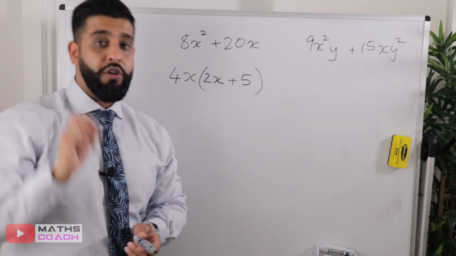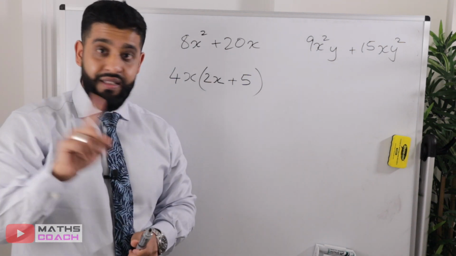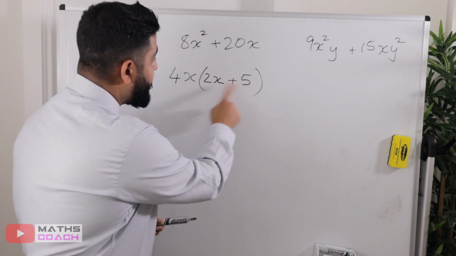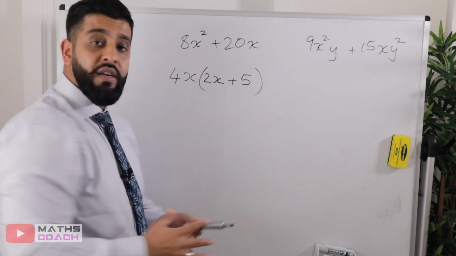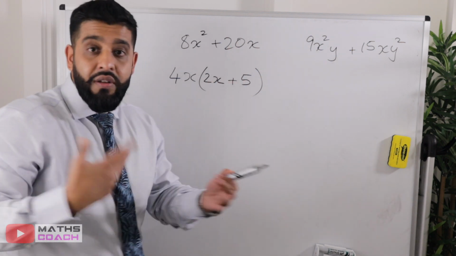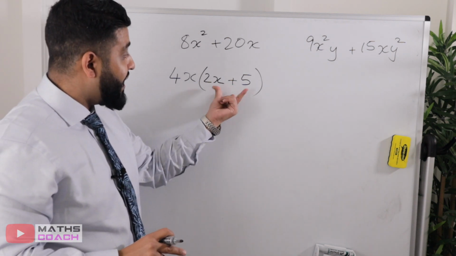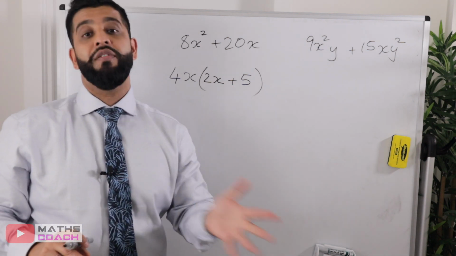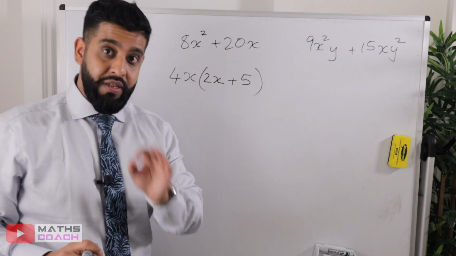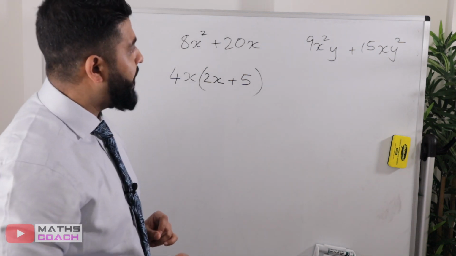A tip here that I want to share with you is that if you look inside the bracket, you should find that there's nothing in common. There is nothing in common between the two terms. You see, 2 and 5? There's no number that goes into 2 and 5. x and no x here, so there's nothing in common. If you find that there is something still in common here, that means you haven't fully factorized, and you have to look at what you've taken outside, because that has not been the correct thing that you've taken outside. Okay, so that's just something to be mindful of.